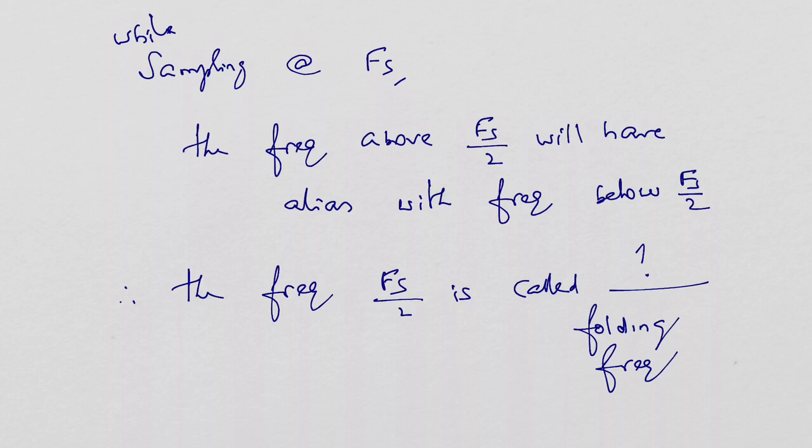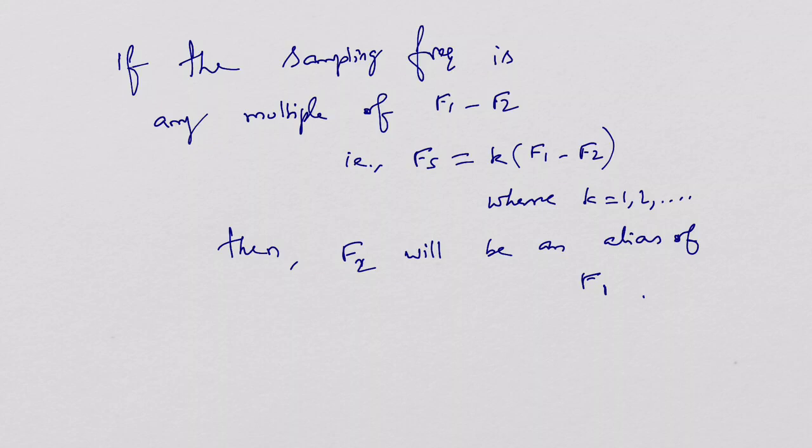The condition is revealed. Clear? And one more point I just want to mention. I'll repeat, if the sampling frequency is any multiple of f1 minus f2, then f2 will be an alias of f1. That is an important point to be kept in mind. Any multiple, k may be equal to 1, k may be equal to 2, k may be equal to 3, k may be equal to 4.